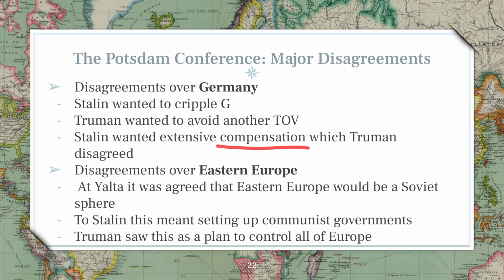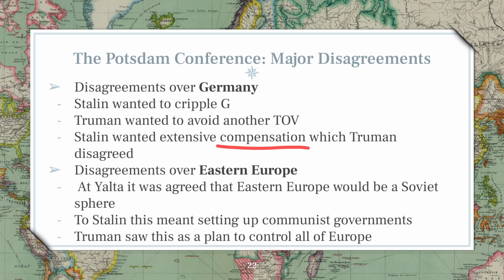Then again, similar issue: America was not invaded, nor was it occupied by Germany in World War II, unlike the Soviet Union, who would have more grievances, more things to be upset about. So, yep, Stalin wanted extensive compensation. Truman disagreed. There were also disagreements over how the politics would be during the Potsdam Conference.